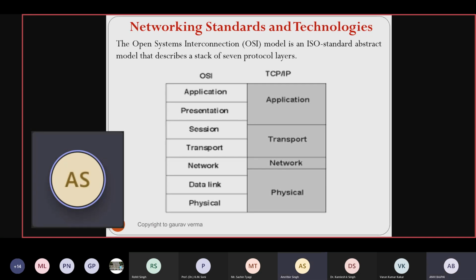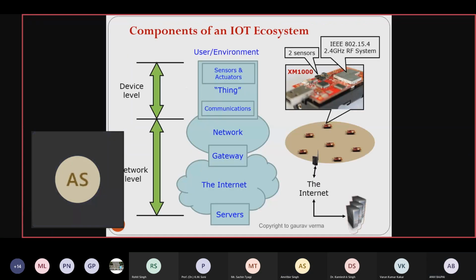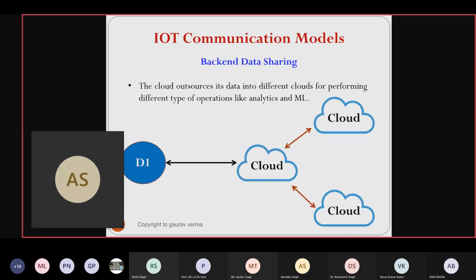Yes, definitely. The backend sharing model is a model in which, let's say we have a device, and that device is sending its data onto a cloud. Let's say we have a device D1, and that device is sharing its data with some cloud, right?